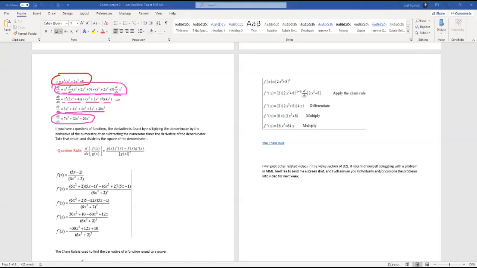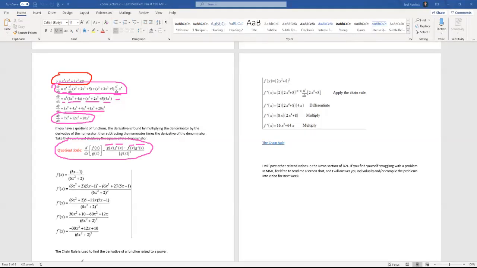Next, we have an example of the quotient rule again. And remember, the quotient rule says you take the bottom function times the derivative of the top function minus the top function times the derivative of the bottom function. And we always have to divide by the bottom function squared. So here we have a quotient, so we have to use the quotient rule.